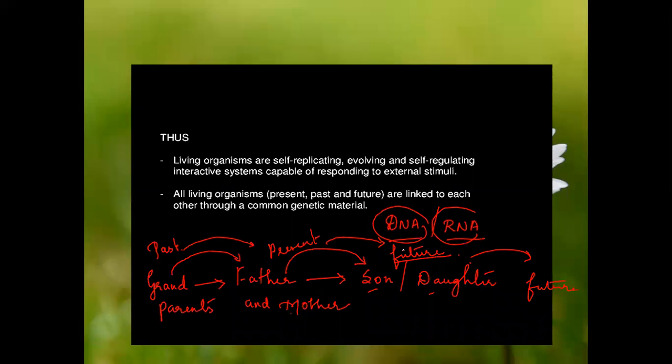Then this is about the living organism. What are the characteristics of the living organism? They are self-replicating, evolving, self-regulating. Then next is response to the external stimuli, they regulate. Then a common genetic material holds the entire living organism, whether it is past, present, or future. So this is about today's class.